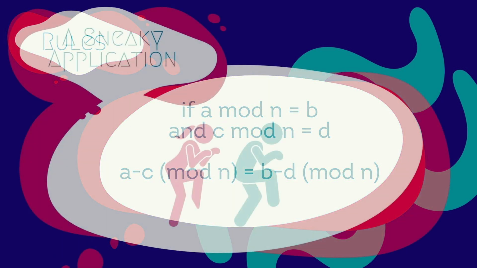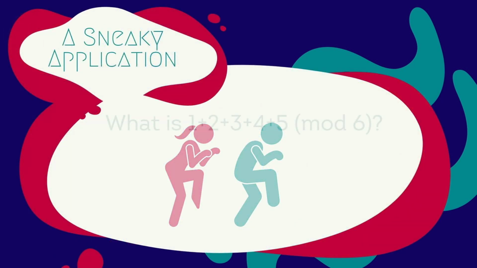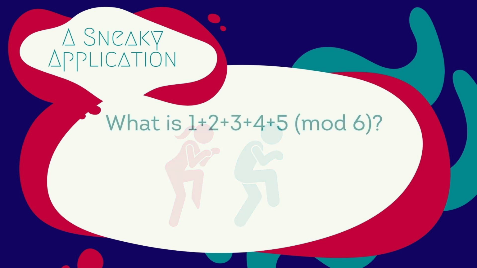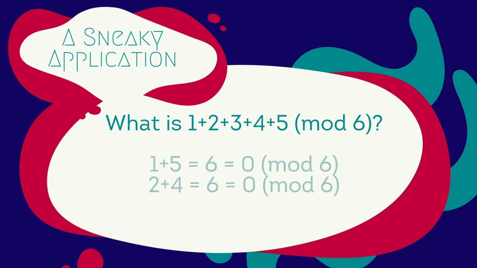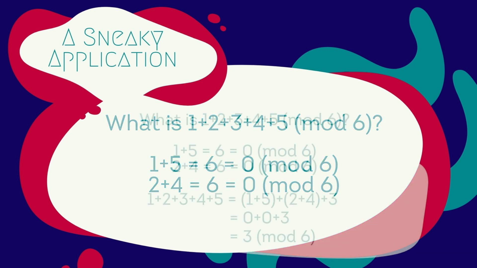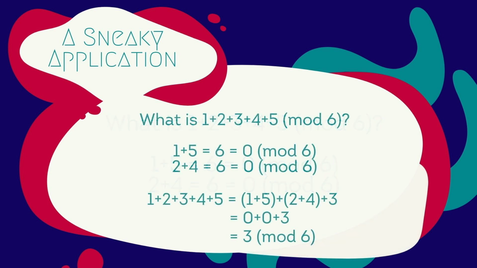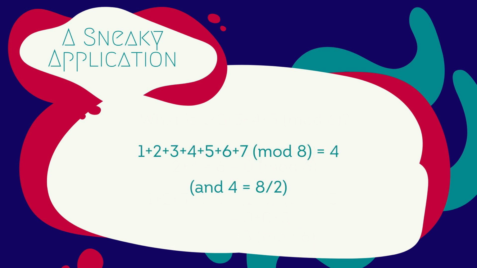Here's another sneaky application. What if we want to know 1 plus 2 plus 3 plus 4 plus 5 mod 6? Well, let's make this simpler by observing some things. 1 plus 5 is 6, which is 0 mod 6. 2 plus 4 is 6, which is 0 mod 6. So really in the sum of 5 numbers, 1 plus 5 is 0, 2 plus 4 is 0, and the only thing that remains is a 3. So 1 plus 2 plus 3 plus 4 plus 5 mod 6 is just 3. We won't show this here, but this actually is true in general for an even modulus.